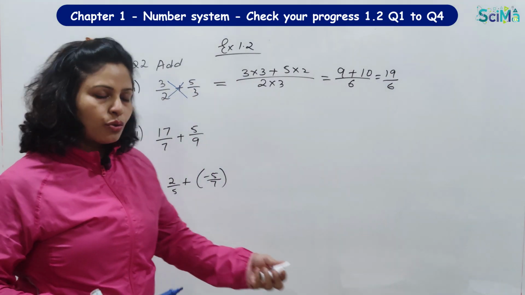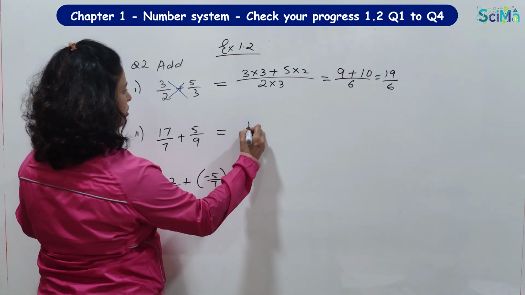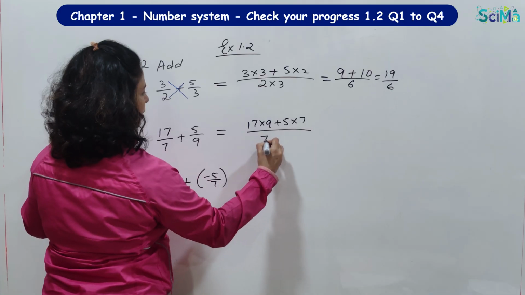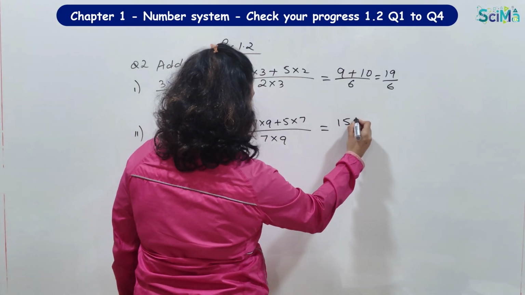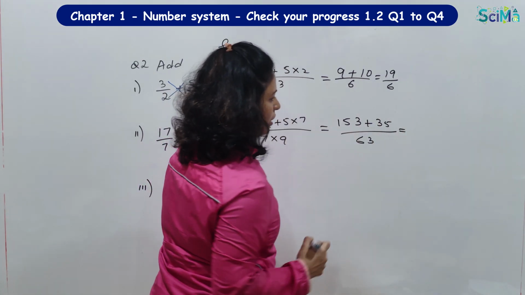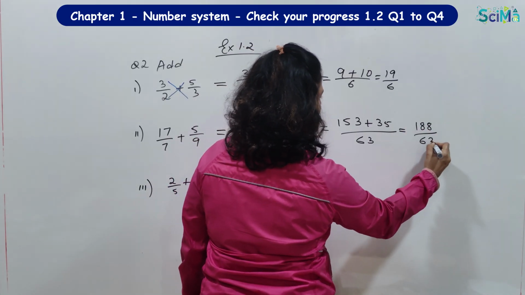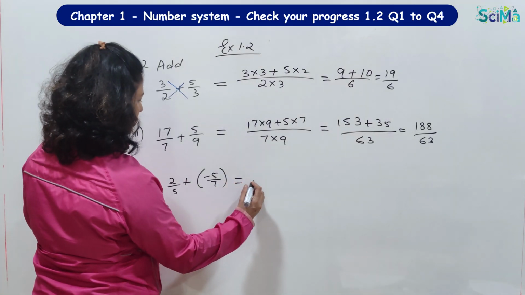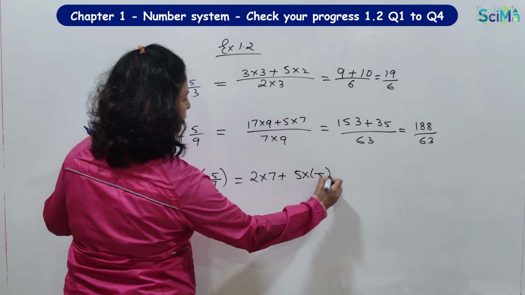If you are able to reduce it to lower form, you can reduce it. Here also 17 into 9 plus 5 into 7 divided by 7 into 9. So here we get 153 plus 35 by 63. And if you add, you get 188 by 63.